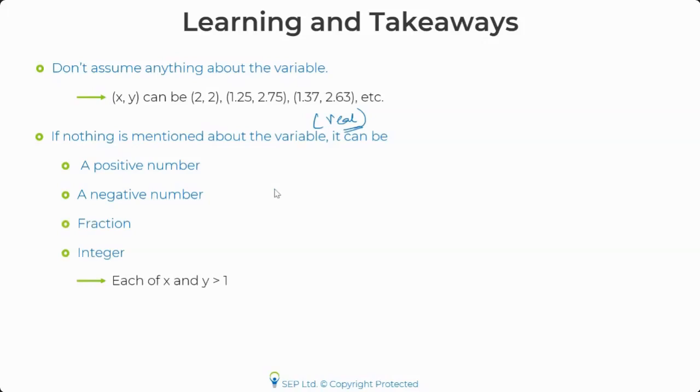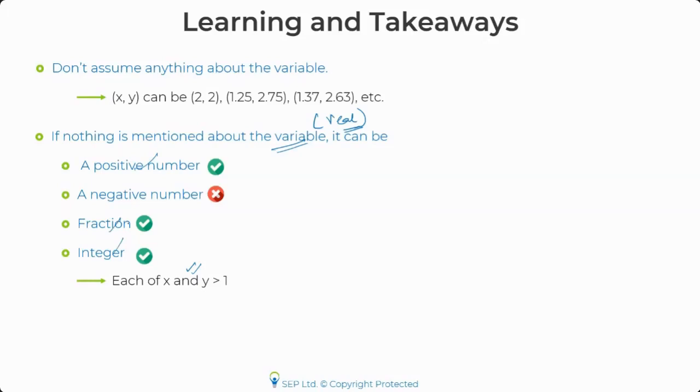In general, I'm talking about. If you are given x and y are greater than 1, and if nothing is mentioned, then at least these three cases will be possible. So you should be able to infer this in the exam. If you're not able to infer this in the exam, then you'll make a mistake.